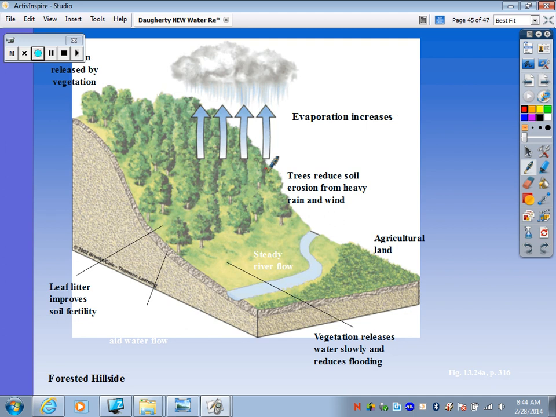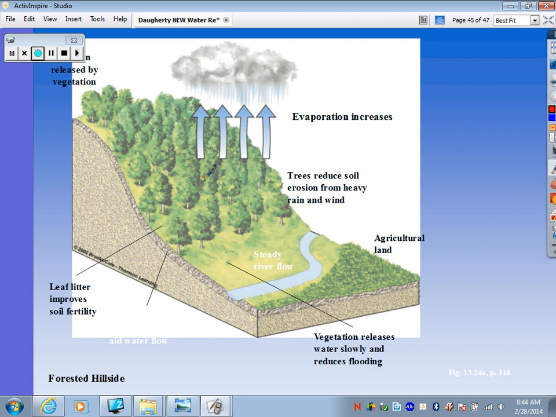Okay, and just the last couple slides to show you what happens when you remove vegetation. So this is showing a nice slope. You've got all these trees and vegetation in place. Normally you've got precipitation occurring, and then you've got evaporation that's happening. You have transpiration happening from your trees. Let me see what this says here. Yeah, lots of oxygen being released by all of your plants and vegetation.